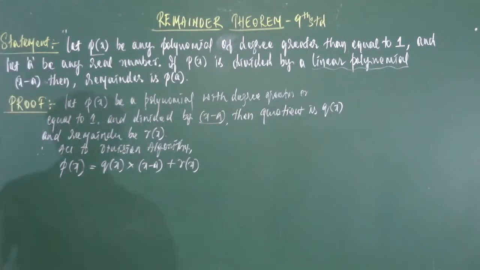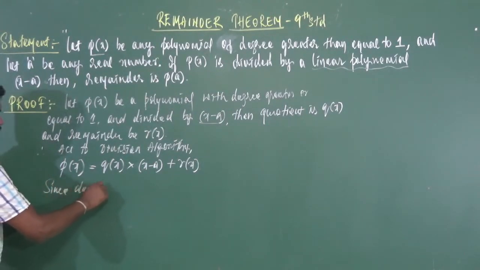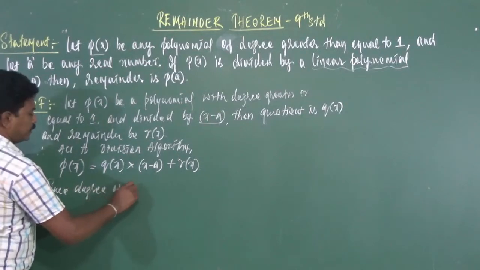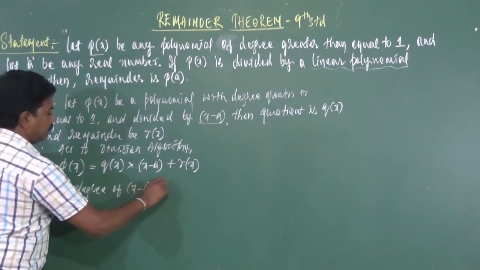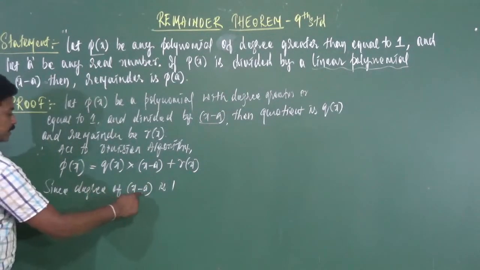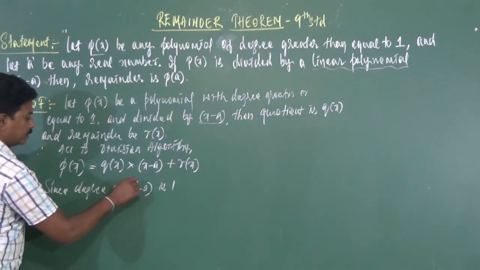Now, since the degree of x minus a is 1. The degree of x minus a is 1 here.